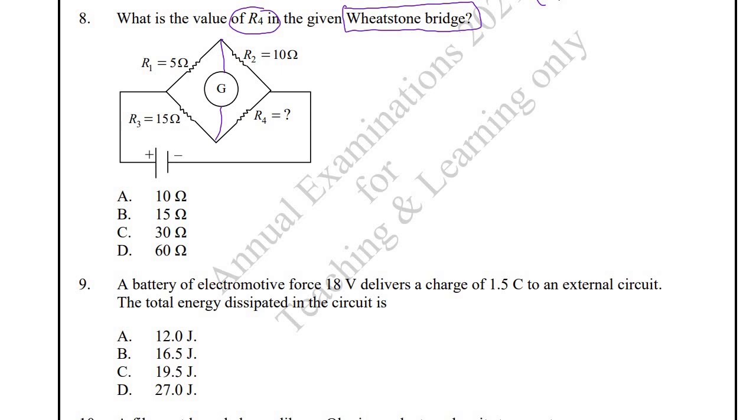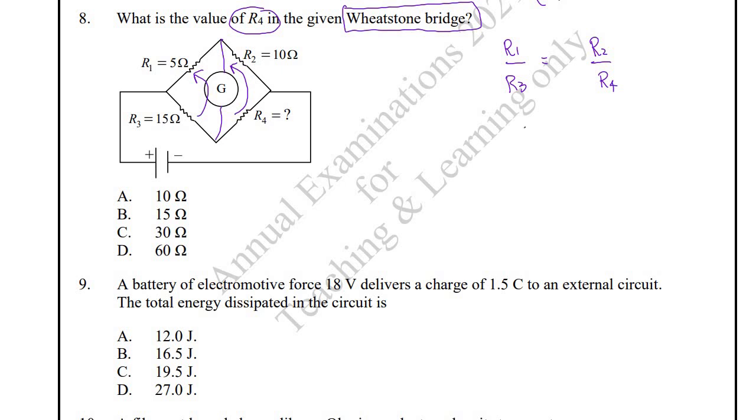So we have got two loops in this circuit. One is this loop and the other is this one. The ratio of the resistance in one loop is always equal to the ratio of resistance in the other loop, so that this galvanometer shows zero deflection or null point. So from this given diagram, we can say that R1 over R3, the ratio of resistance in one loop, is equal to the ratio of resistance in the other loop, that is R2 over R4.